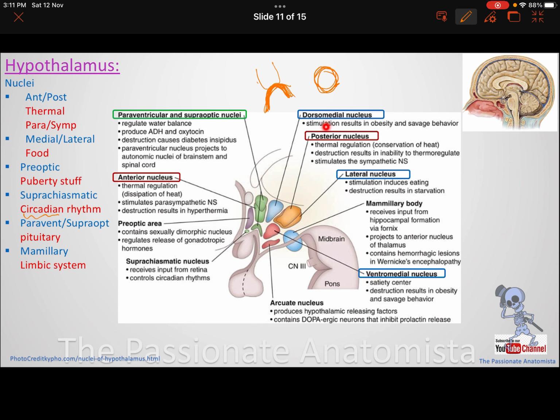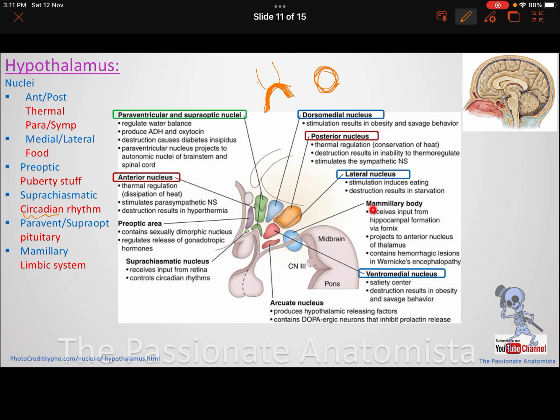And the dorsomedial nucleus, it's also related to obesity. All right, so stimulation to that will cause obesity. So the dorsomedial, yes, it's medial, but it's dorso, so it's posterior. You don't want it because you don't want to become obese. All right, so lateral nucleus, it induces eating, so it's lateral to you. Dorsomedial, its stimulation increases obesity, so you don't want it. So you want the ventromedial one.